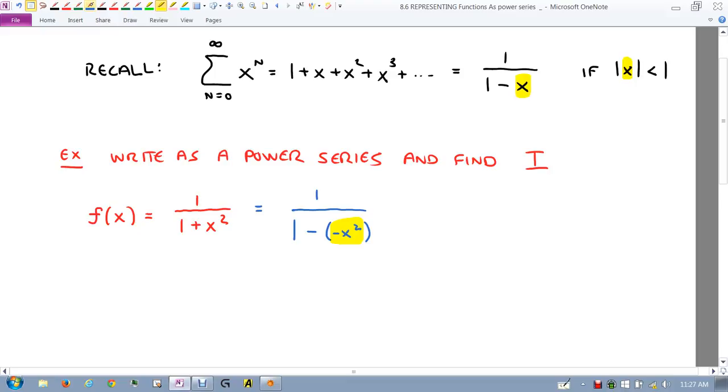So I'm going to write down next to this that this is equal to 1 plus negative x squared plus negative x squared squared plus negative x squared cubed plus dot, dot, dot. So replacing all of the x's in here with negative x squareds. And I'm going to put at the end of this, if what? As long as the absolute value of negative x squared is less than 1.